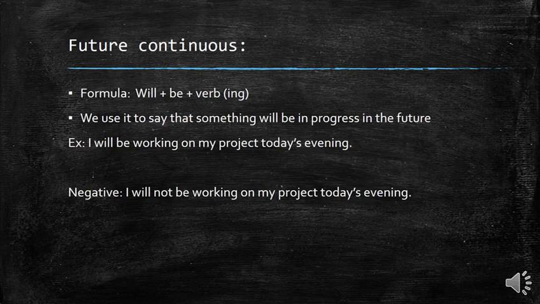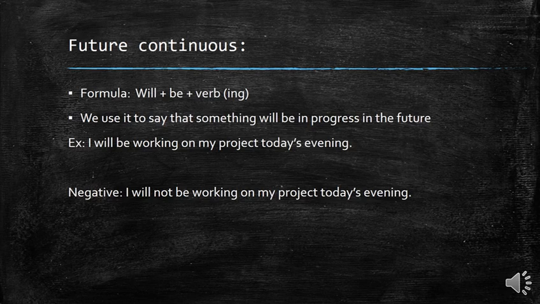Well, we use this to say that something will be in progress in the future. Example, I will be working on my project today's evening. You see, I'm talking about today, something that will be happening, will be continuous at this point. Today's evening, I will be working. You see, the same formula that we said. We cannot say, I will be work. No, you should always say, I will be working.